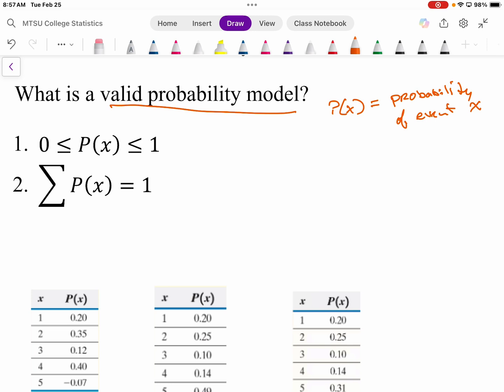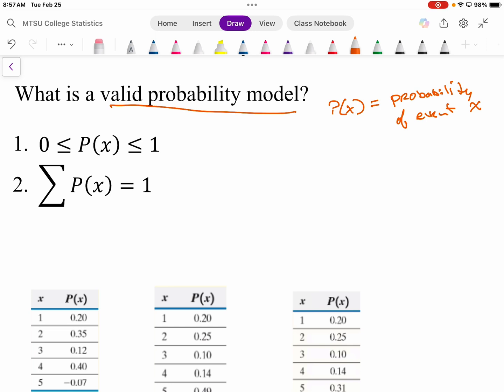So first off, to be a valid probability model, each probability, each P of X inside that table, has to be between 0 and 1. It can't be negative, can't be bigger than 1. Second thing, the sum of all those probabilities has to equal 1. We're going to practice on the 3 tables here, and if you want to get ahead of me, you can. We're going to say, okay, is each one of these individually a valid probability distribution? Are they a valid probability model?